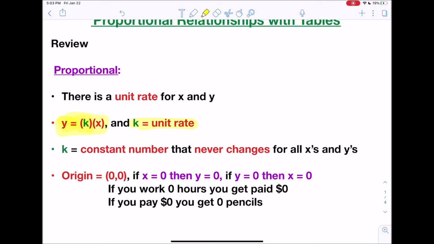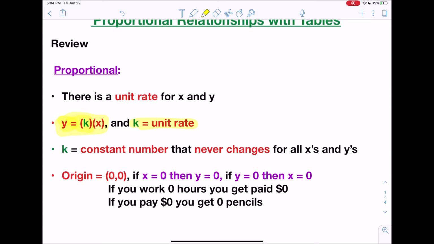If you don't work, you don't get paid. In the same token, if you pay $0, if your Y is 0, you'll get 0 pencils. And pencils is your X. So if you don't work, you don't get paid. And if you don't pay, you can't buy anything. So X and Y, the origin, the starting point for a proportional relationship, the origin needs to be at 0, 0.